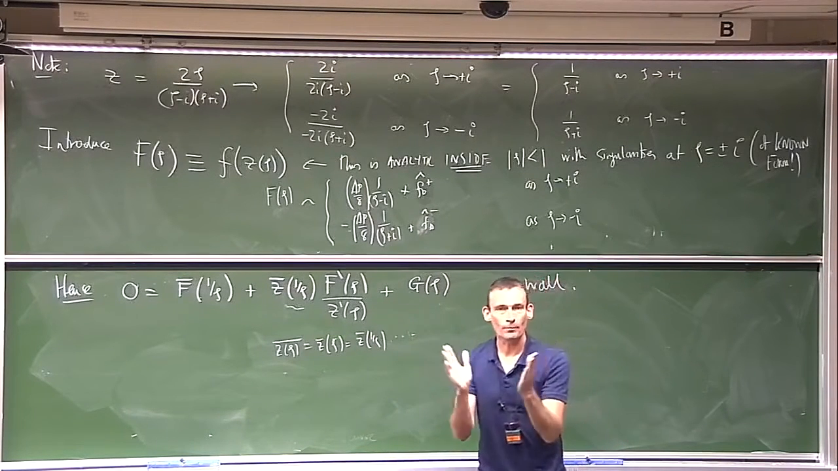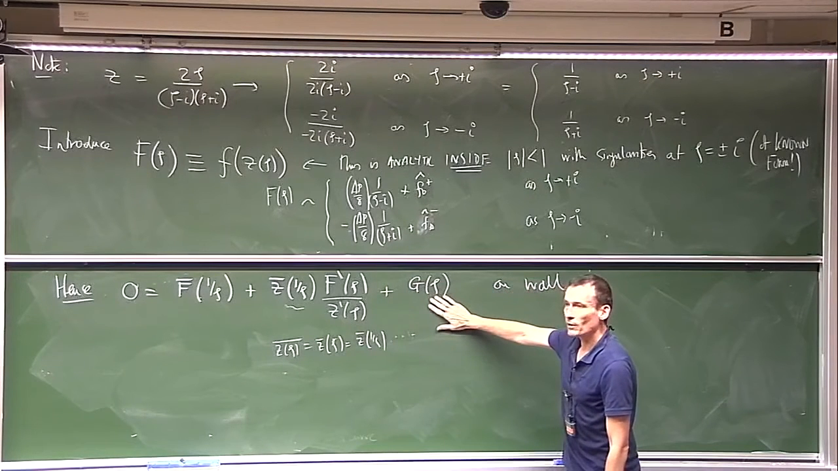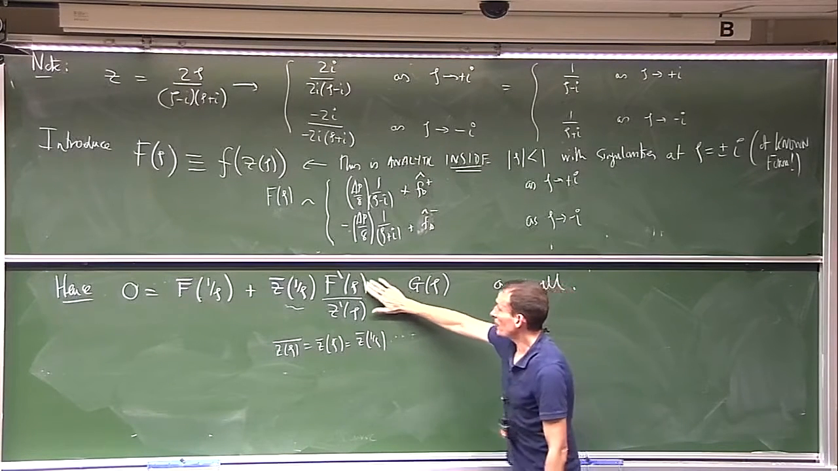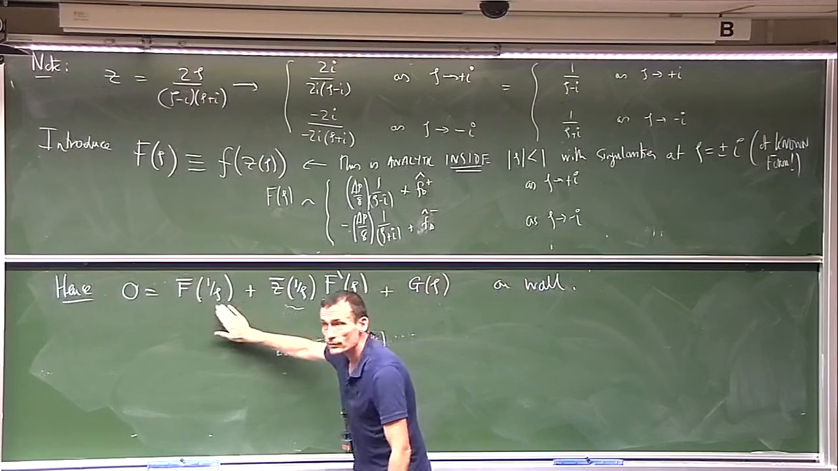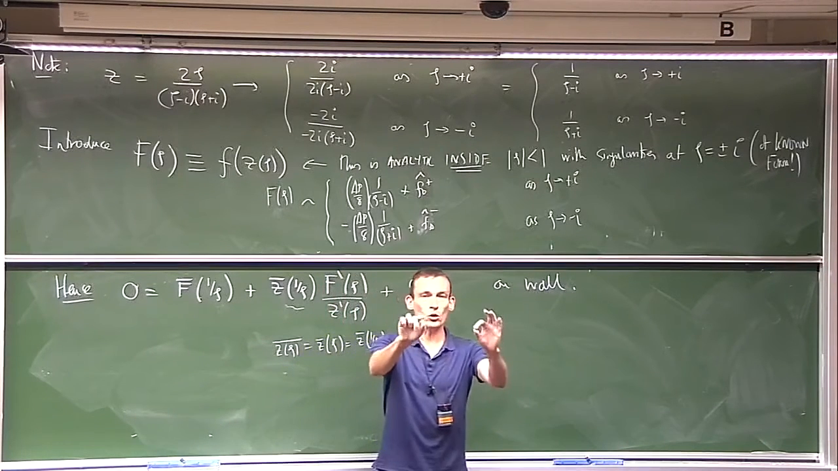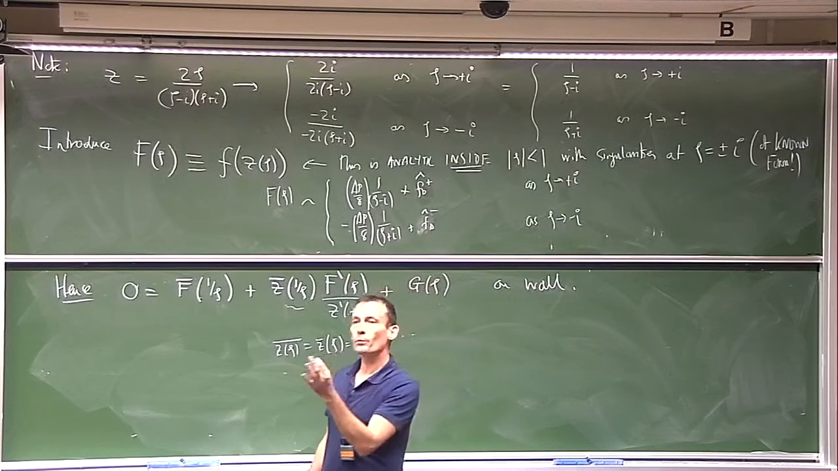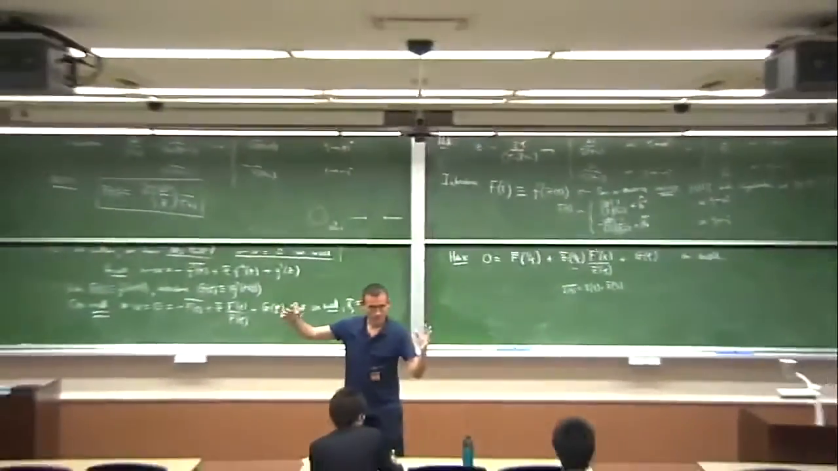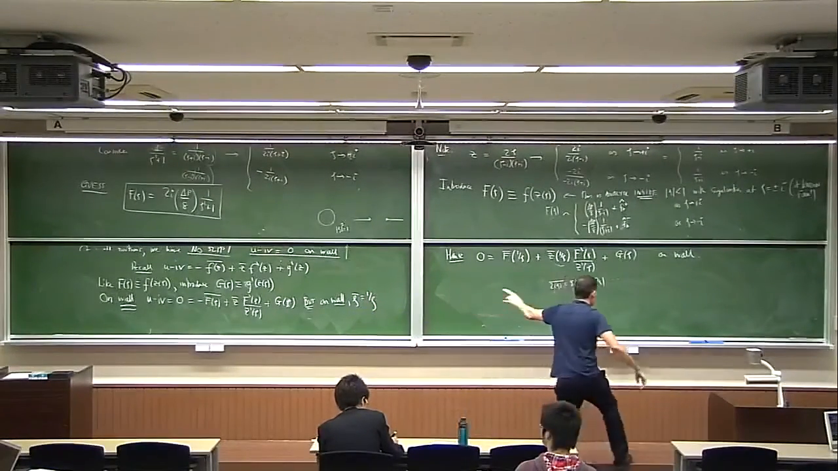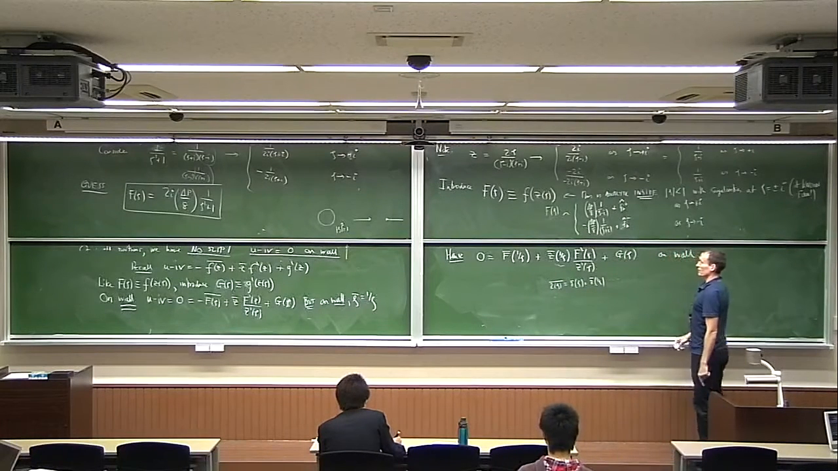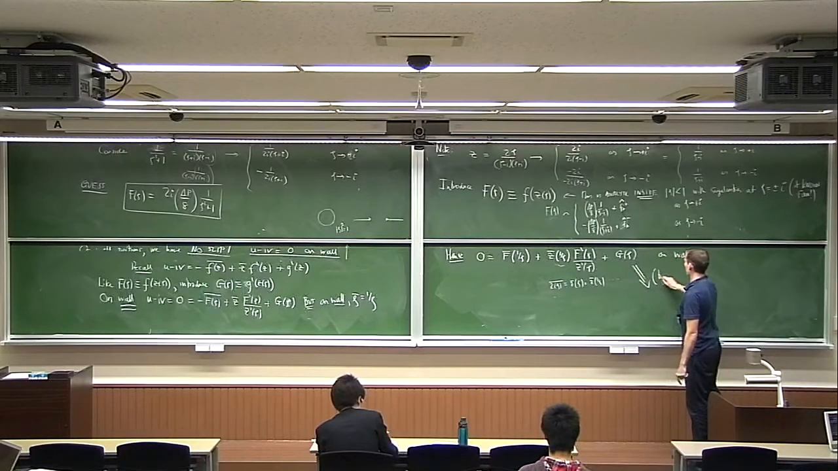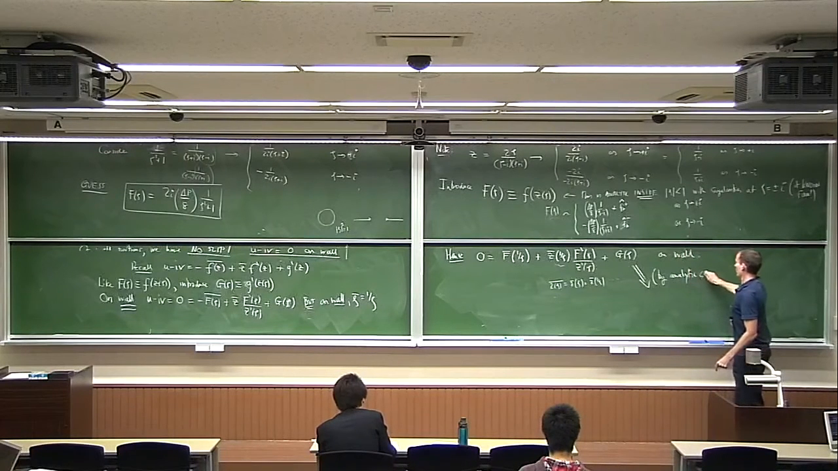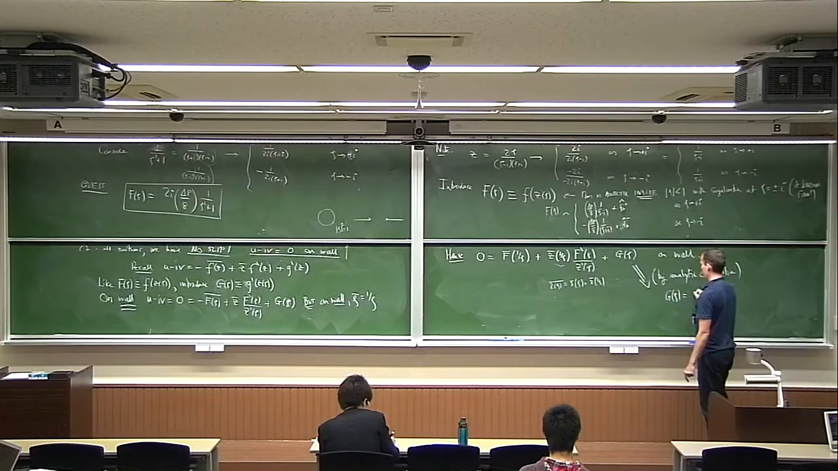Now here's the beautiful thing. This is now a relation between analytic functions of zeta. It's a relation that holds on the unit disk, and by the beautiful principle of analytic continuation, it therefore holds off the disk. And therefore, if I know F, this tells me that G is this other thing. Oh, sorry, this should be minus that.